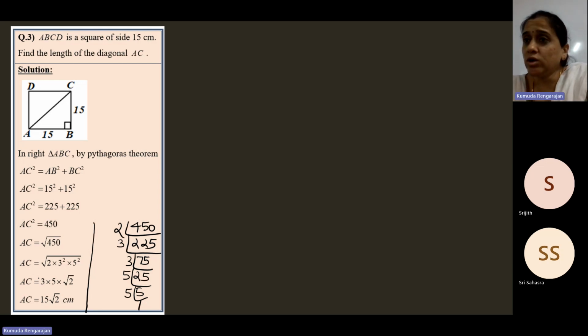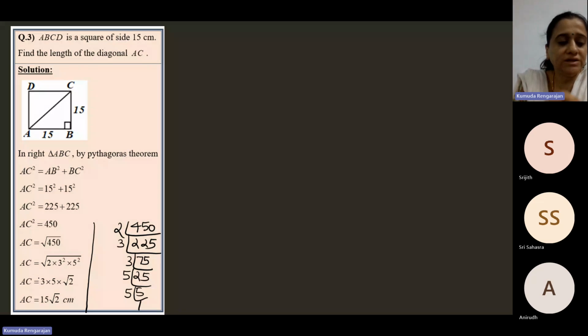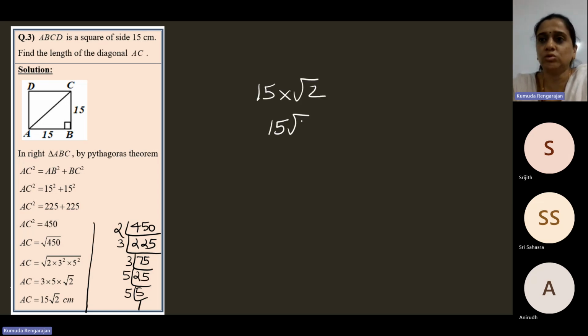How to find the square root of? The meaning is 15 into square root of 2. Okay, so it's just 15 root 2. Finished, ma'am. Okay. I can repeat. It's 15. You can write into root 2 or simply 15 root 2.